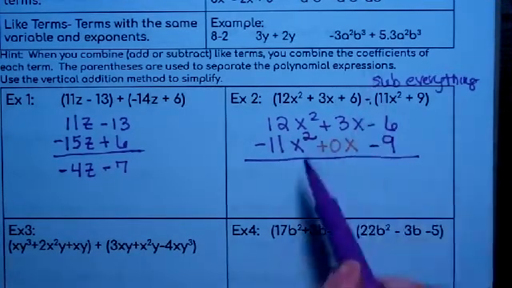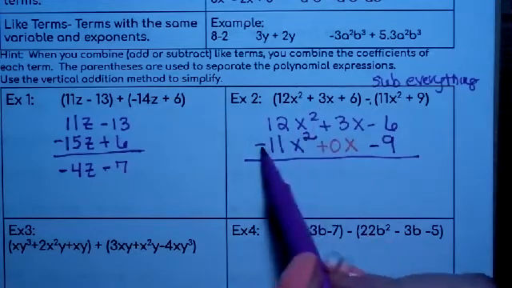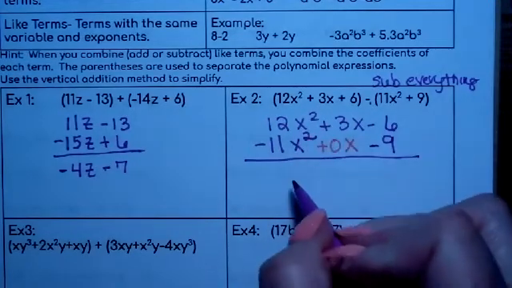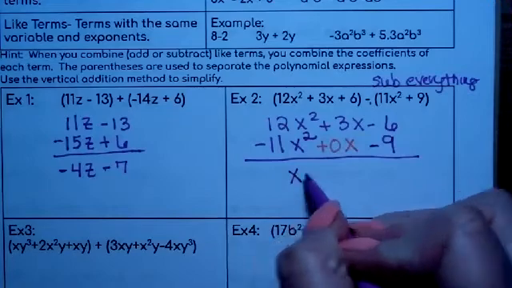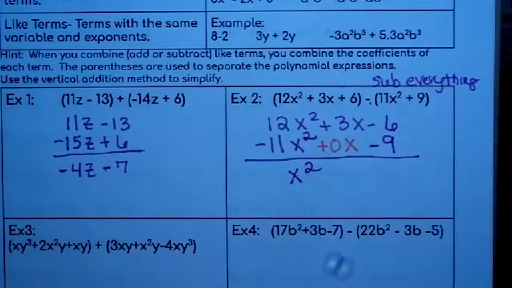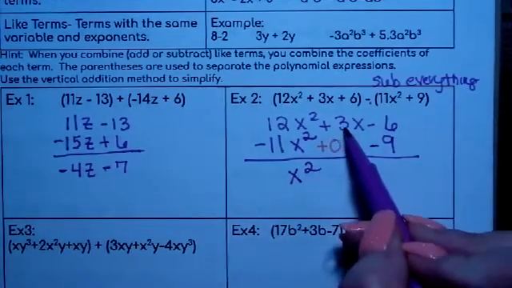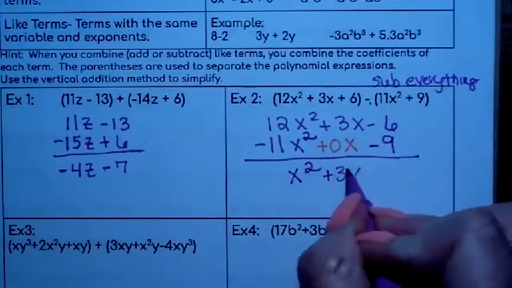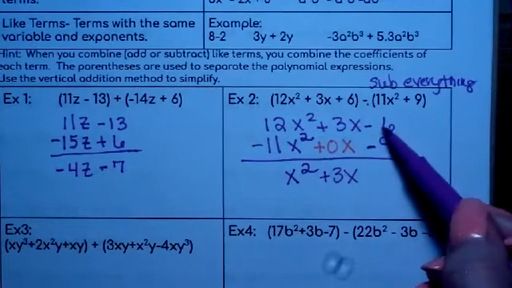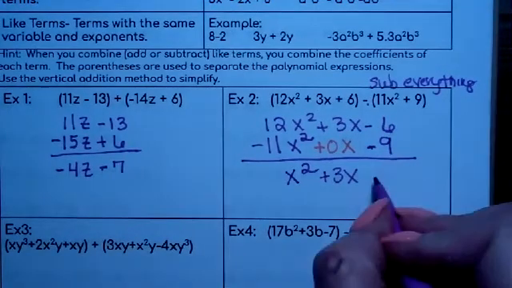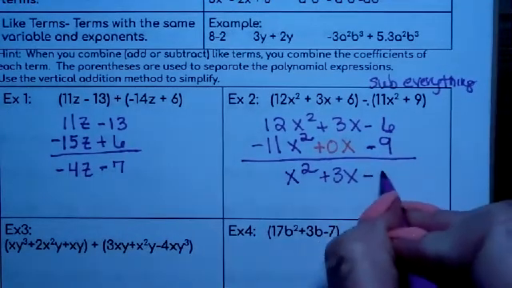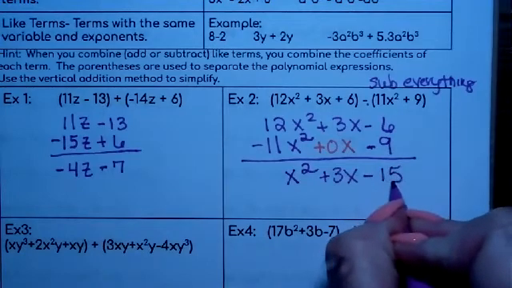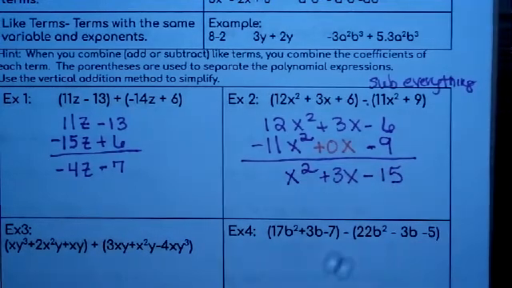Now let's combine our like terms. 12x squared minus 11x squared. Well, that's 1x squared, but we know we don't write the 1, so we just put x squared. Right here it'd be like 3 plus 0. So that's 3x. And then be careful right here, that's negative 6 minus 9. Negative 6 minus 9 is negative 15. So I write minus 15. And there is my answer.